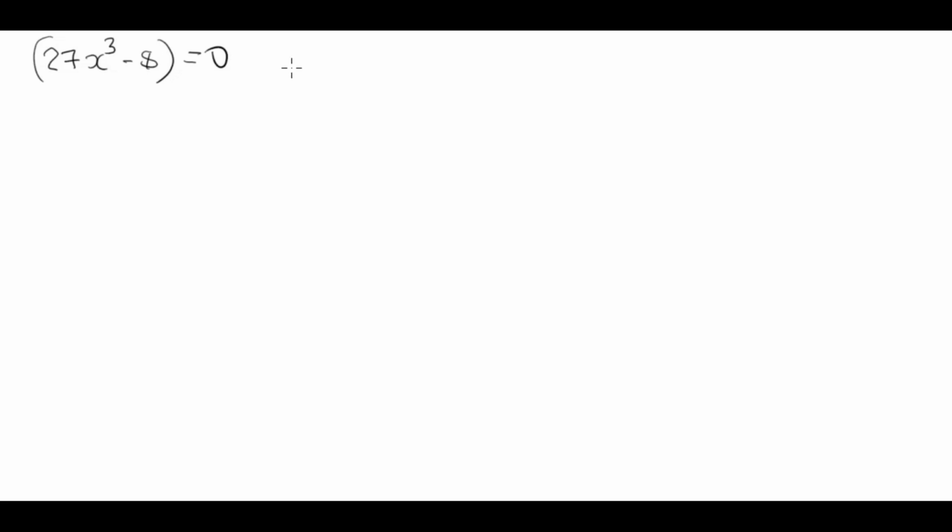So you can use the perfect cube formula, which states that a cubed minus b cubed is equal to (a minus b)(a squared plus ab plus b squared).